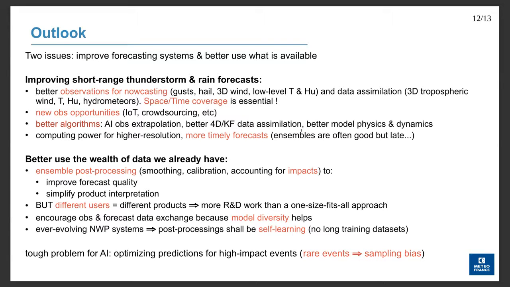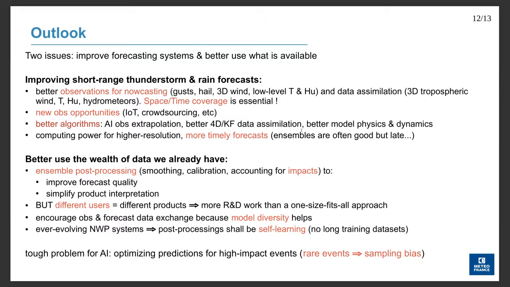So there are ways to improve the observations and the models. Observations that are critical in many cases are low tropospheric observations, and the technologies exist, but the space-time coverage is essential for nowcasting. And regarding the models, there are improvements that can be done in the models themselves and data assimilation, and there is potential from the artificial intelligence community, which should be combined with the numerical approaches.